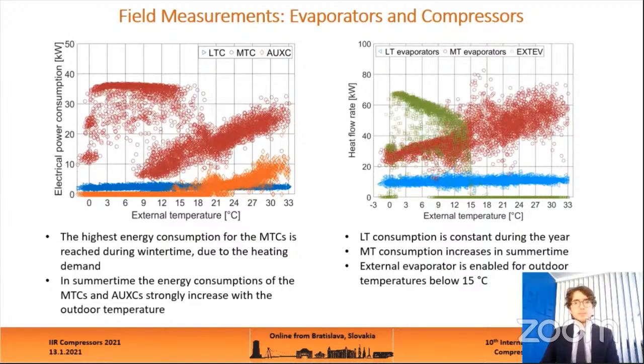In summertime, the energy consumption of both MT and auxiliary compressors strongly increases with the outdoor temperature due to the fact that a larger amount of flash vapor is separated in the intermediate pressure receiver.